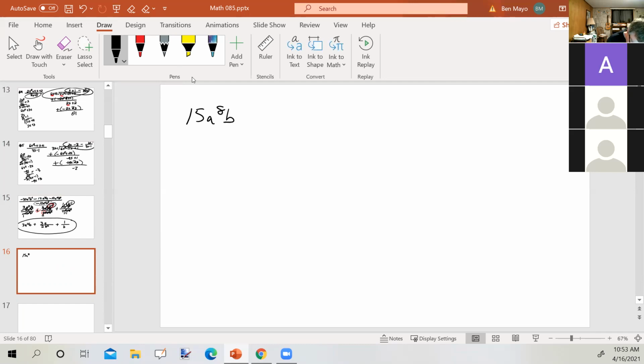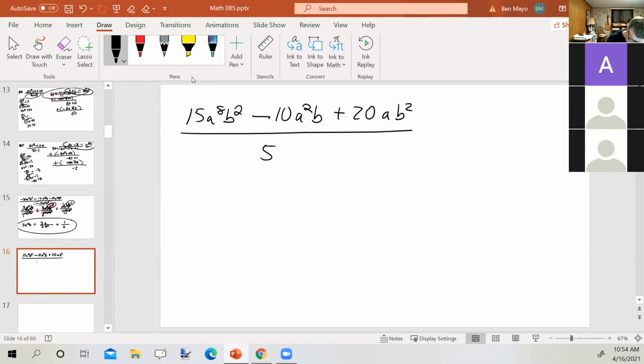15a to the 8th b to the 2nd minus 10a squared b, we'll just say b, plus 20a b squared. Okay, all of that over 5a cubed b squared. All right, we'll see what happens here. So I have a trinomial divided by a monomial. So we're going to split it up.